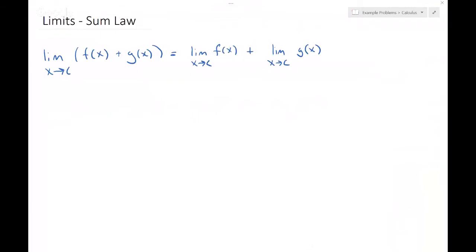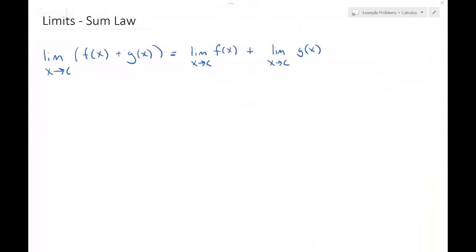So that kind of sounds like a mouthful perhaps, but essentially it's just saying that if you have a problem that's composed of two different functions and you're trying to take the limit of it, you can break each of those functions up individually and take the limits of those, and you'll still get the same answer because they're algebraically similar.